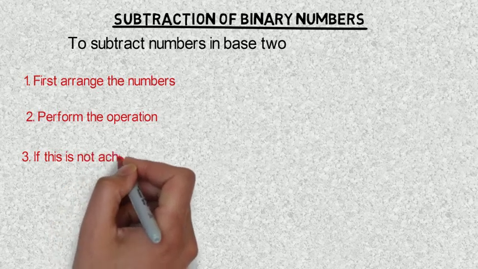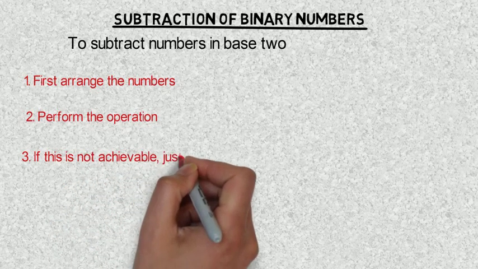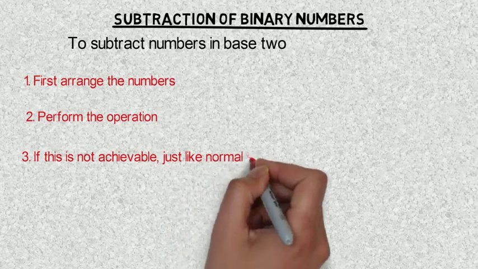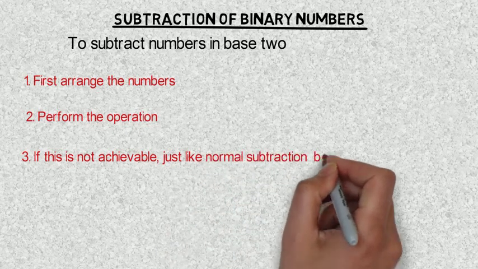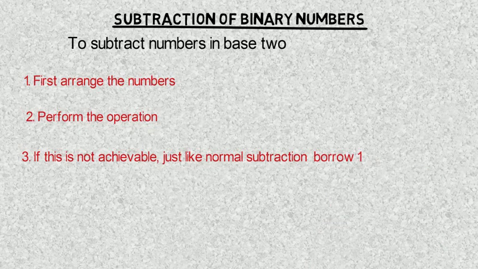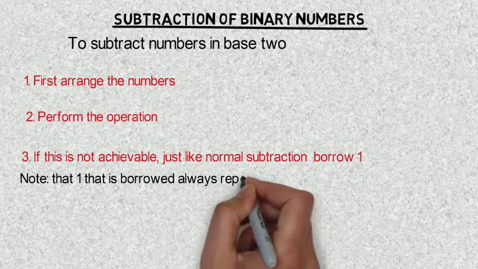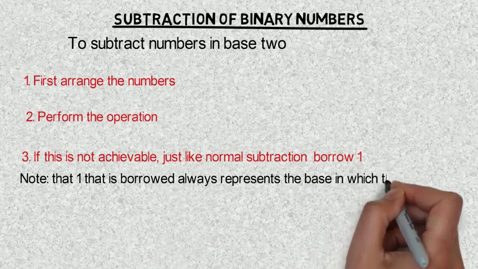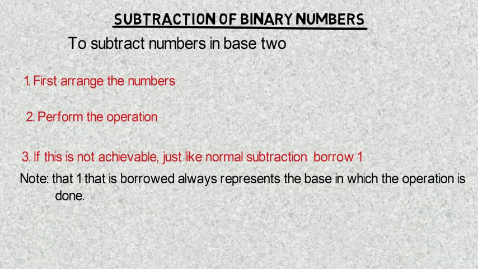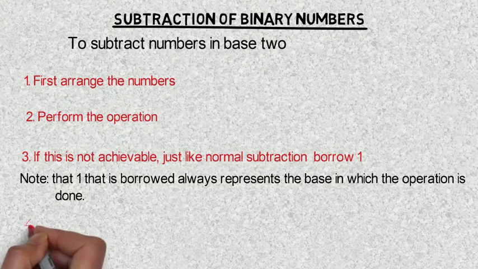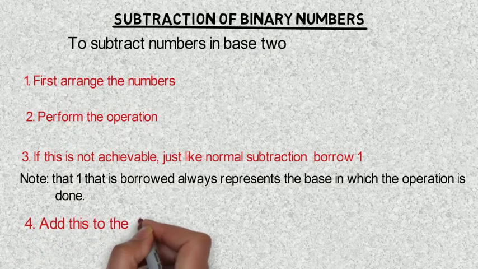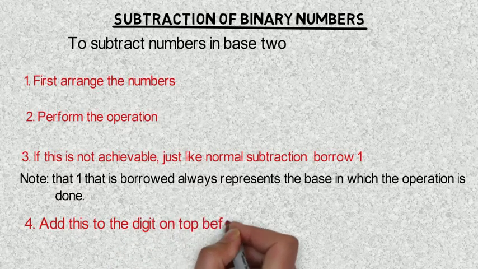Then third, if the subtraction is not achievable, that is, if you are subtracting a higher number from a smaller number, just like normal subtraction you do in base 10, you borrow 1. Note that the 1 that is borrowed always represents the base in which the operation is done. So the base in which the operation is done here is base 2, which is binary. So if I'm borrowing 1, that means my 1, when added to the number I borrowed for, will give me 2. So we shall see when we solve some examples.